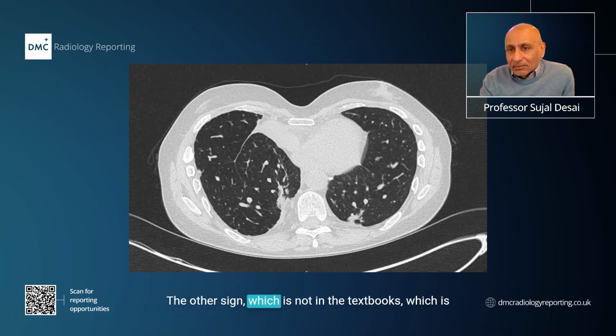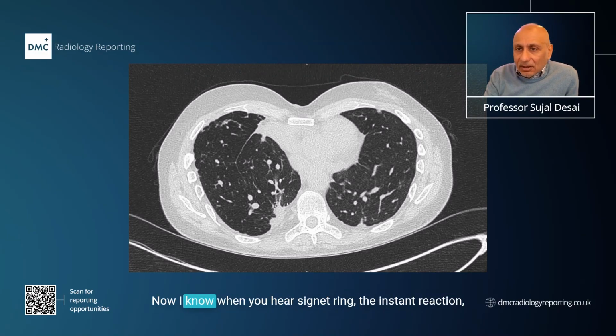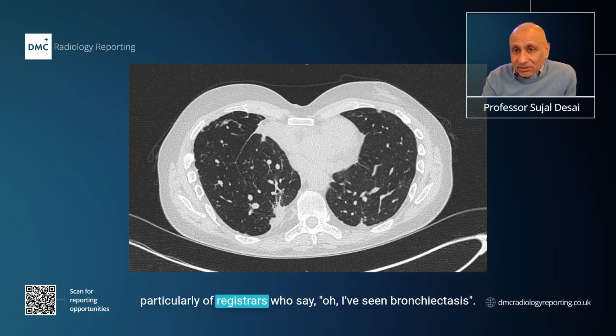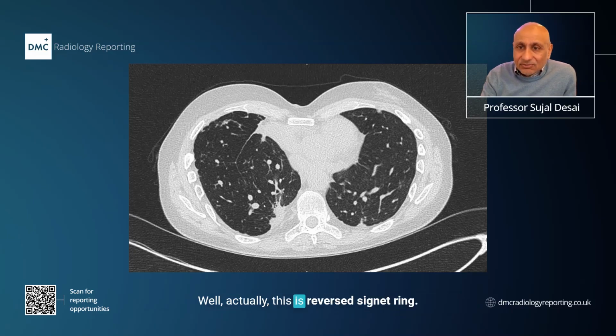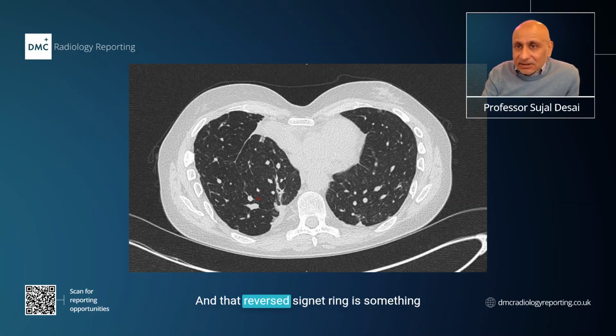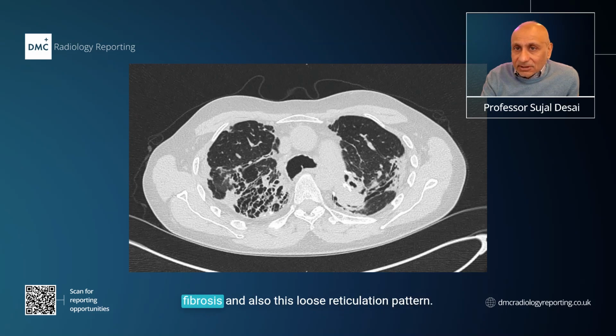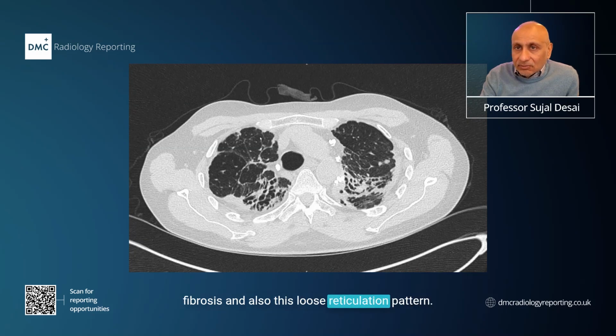The other sign, which is not in the textbooks, which is one that I've noticed, is this sign of reversed signet ring. Now, I know when you hear signet ring, the instant reaction, particularly of registrars, is to say, I've seen bronchiectasis. Well, actually, this is reversed signet ring. In other words, what you have is a vessel that is bigger than the accompanying airway. And that reverse signet ring is something that you see coupled with this bronchocentric fibrosis and also this loose reticulation pattern.